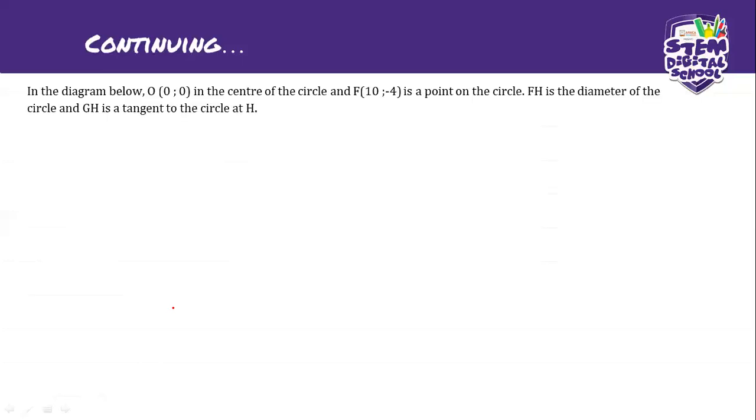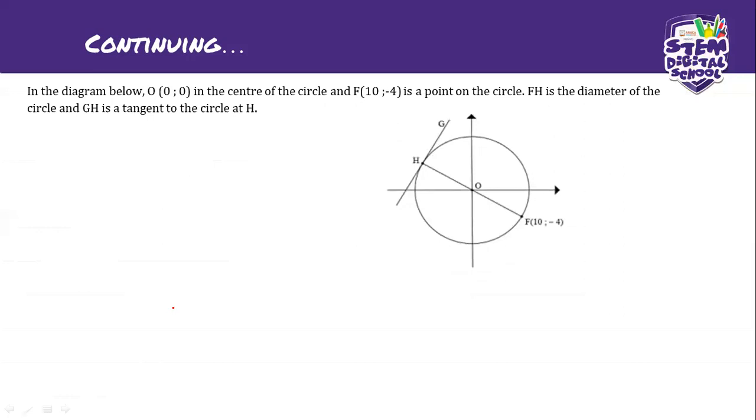Let's see the scenario and the diagram there. The next question says we should determine the equation of GH. Where is GH? Oh, this one. GH is the tangent. So we have to determine the equation of a tangent. Remember earlier on we calculated the equation of a tangent, so by now you should have at least an idea how to go about it.